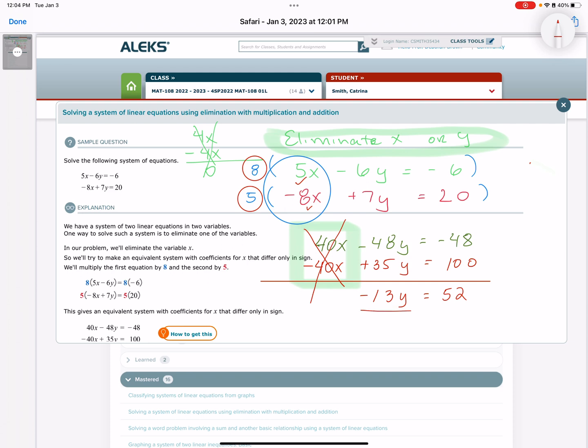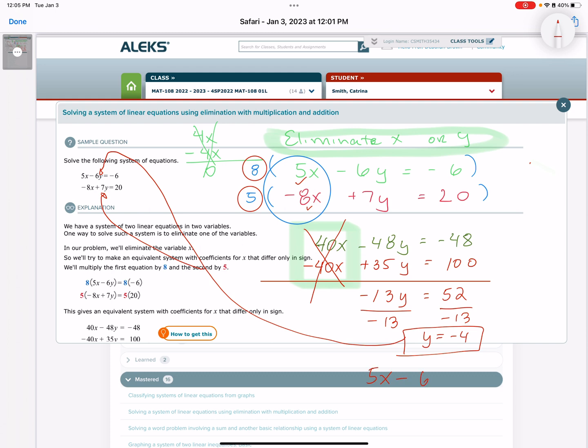Now when I divide negative 13 on both sides, I get y is equal to negative 4. So I have y equals negative 4. What I need to do is take this guy, plug it into either this equation or this equation so that I can get my x out. I'm just going to choose the top one just because it's first.